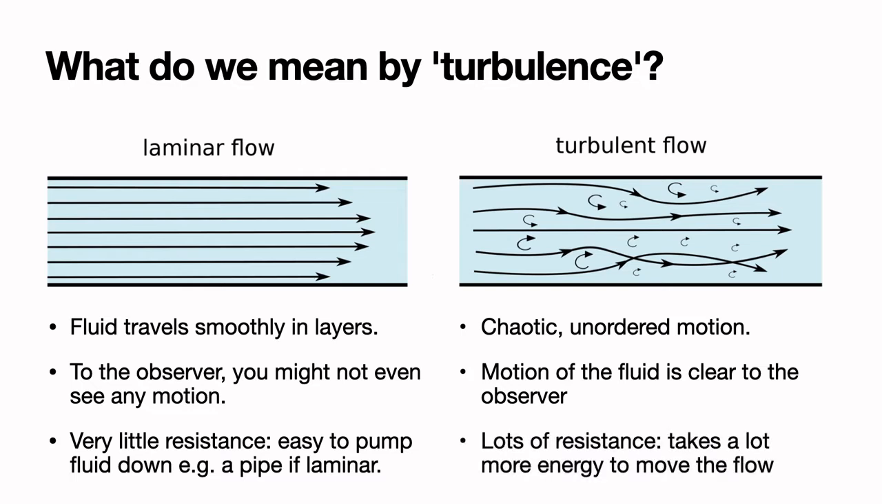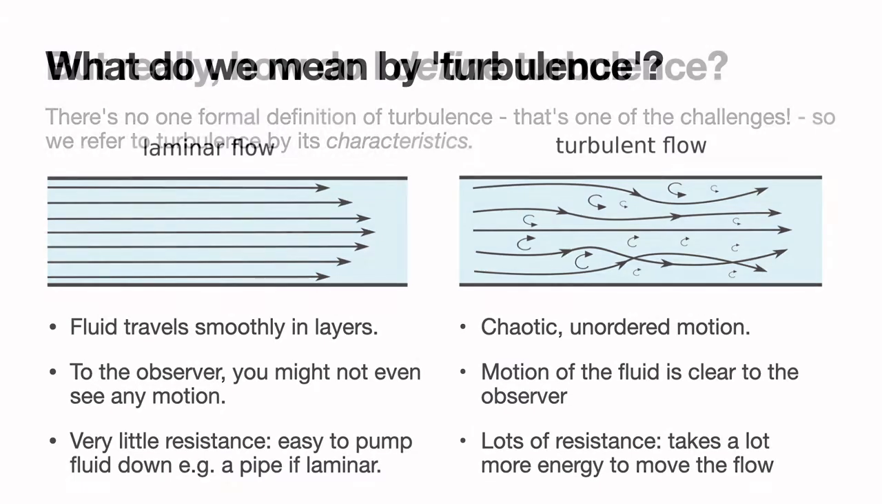There's also a lot more resistance. It takes a lot more energy to move the flow, and that's one of the other reasons that we're interested in flows being laminar and not turbulent, because if we're trying to pump something down a pipe, we prefer to have that take as little energy as we could. So methods for controlling turbulence for things like pipe flow are quite important.